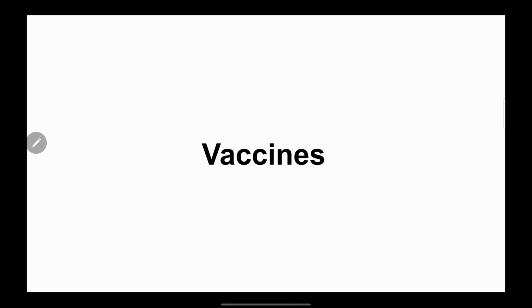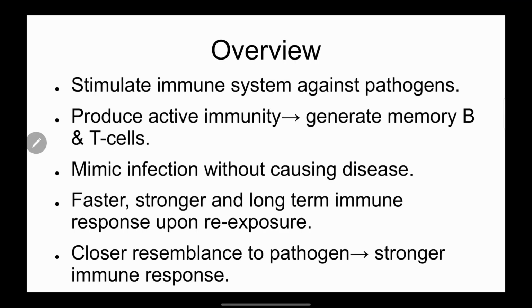Hi, so today our topic is going to be vaccines. First off, you have to know that vaccines are basically there to stimulate your immune system and fight against pathogens, right? And they are mostly involved in your active immunity. And the main goal of vaccines is to generate memory B and T cells.